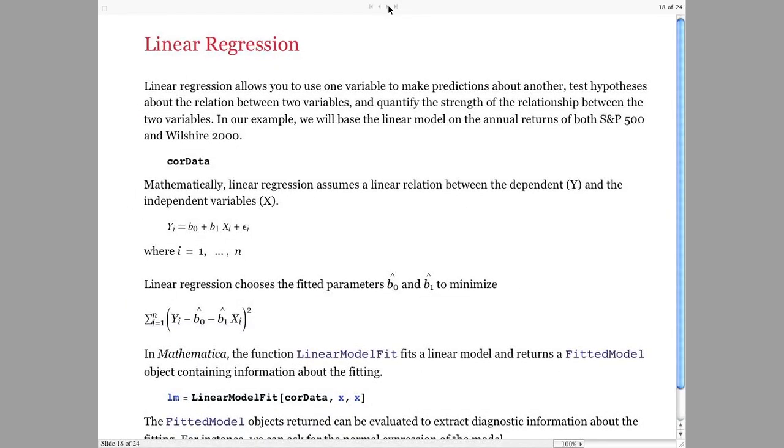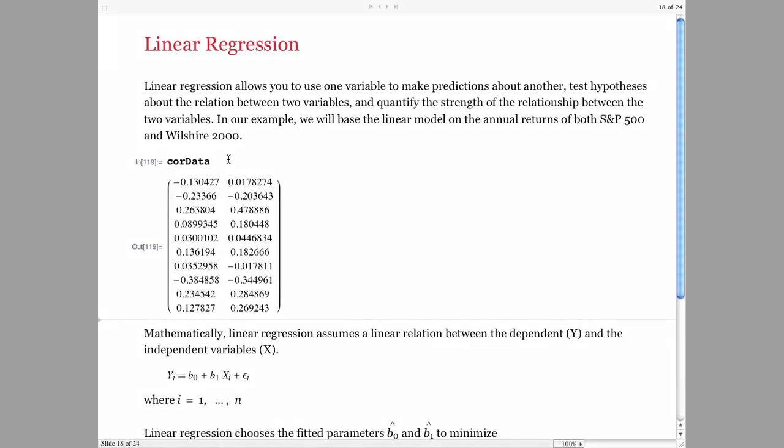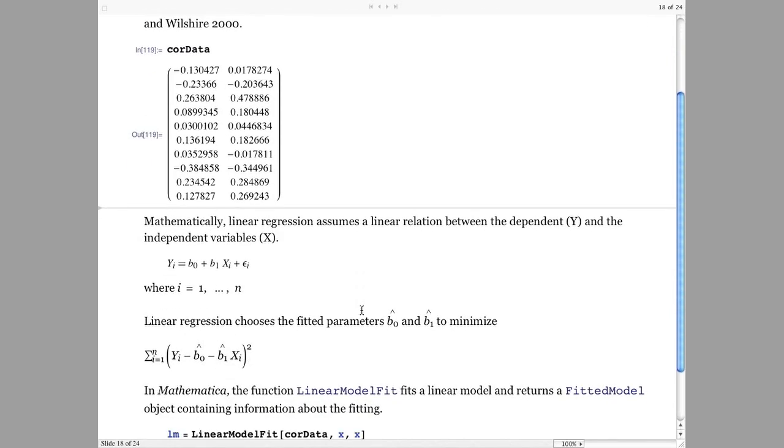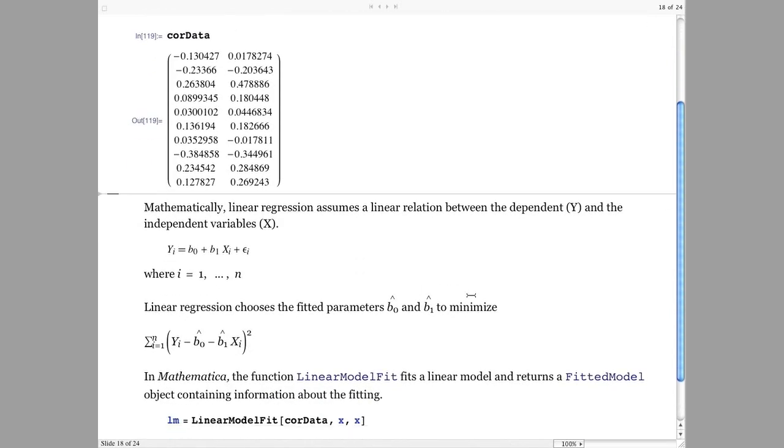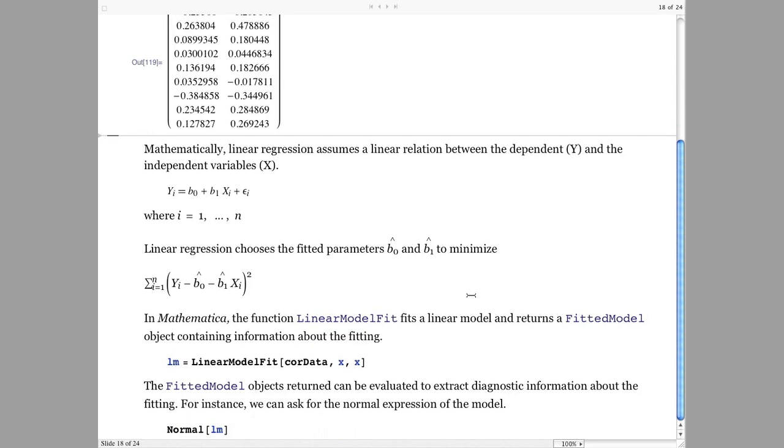Linear regression allows you to use one variable to make predictions about another, test hypotheses about the relationship between the two variables, and quantify the strength of the relationship between two variables. Here we take the annual returns of both S&P and Wilshire, and we're trying to perform a linear regression upon them. We give the linear regression relationship right here.